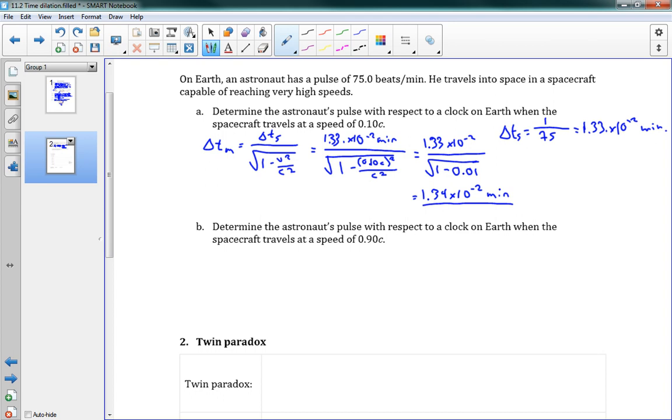And now we can get the pulse again. You can see the delta t has changed a bit. So the pulse is going to be 1 over delta Tm. So 1 over 1.34 times 10 to the negative 2, which is equal to 74.6 beats per minute. So you can see that it's a bit slower, but it's still approximately 75 if we're using our sig figs.